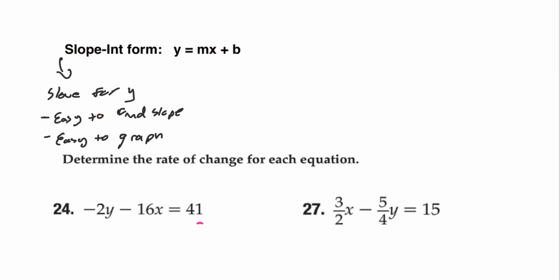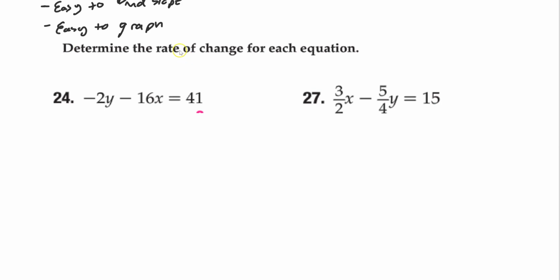And the reason it's called slope-intercept form is because this form tells you 2 things right off the bat. The thing next to your x, the coefficient of the x, is the slope. And the b, the constant, is the y-intercept. Hence, slope-intercept form. So slope and y-intercept. And all you have to do is solve for y. Get y by itself. The coefficient of the x is the slope. The constant is the y-intercept.